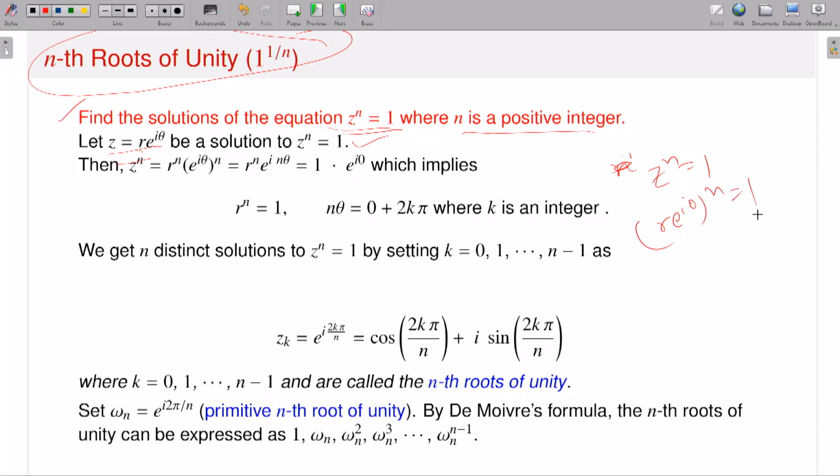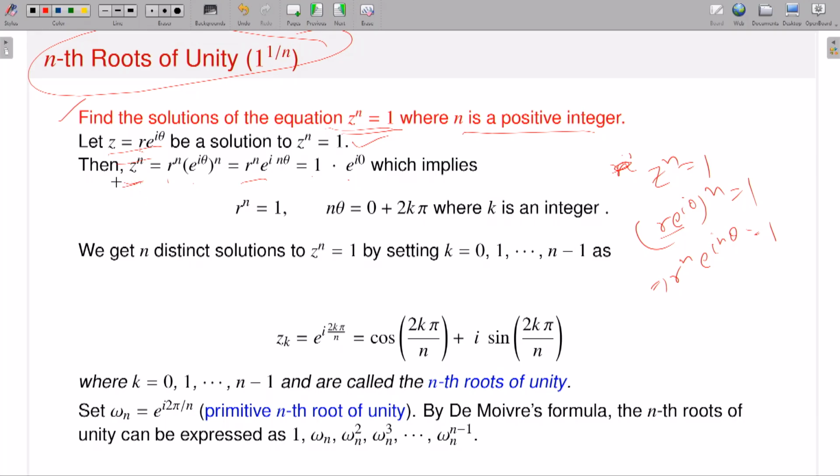It is also clear that if z to the power n is equal to 1 and z is equal to r e to the i theta, then by the formula I discussed just now, (r e to the i theta) to the power n is the same as r to the power n times e to the power i n theta, which is exactly equal to 1, right? That is what I have written. And 1 I can write as 1 times e to the i 0.